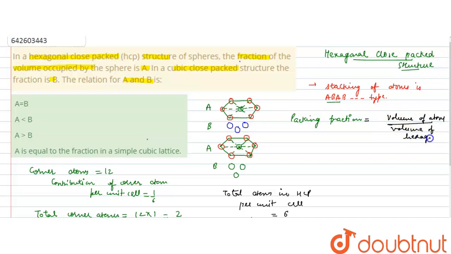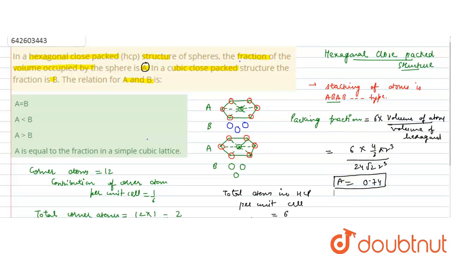We have to calculate its packing fraction, and the total number of atoms are 6, so we will multiply this by 6, and the volume of one single atom, as it is a spherical atom, would be 4 by 3 pi r cube, and the volume of hexagonal is calculated as 24 root 2 r cube if we take this as centroid. So we will calculate the volume of hexagonal as base area into height. So that will be calculated as this. So this will give us the packing fraction as 0.74, and its packing fraction is given as A. So it means A is equal to 0.74.